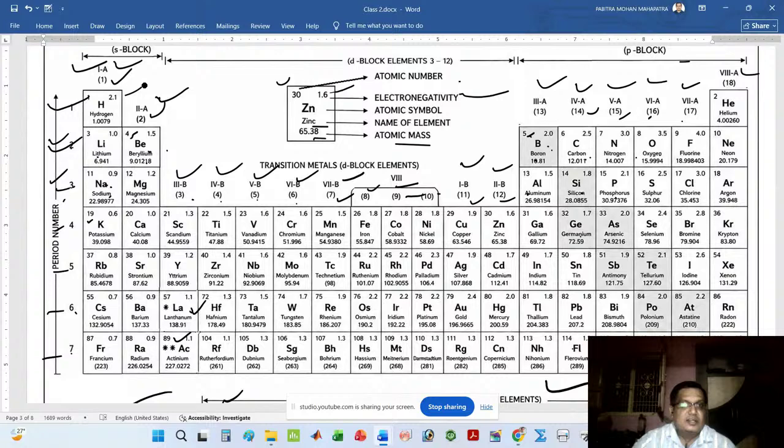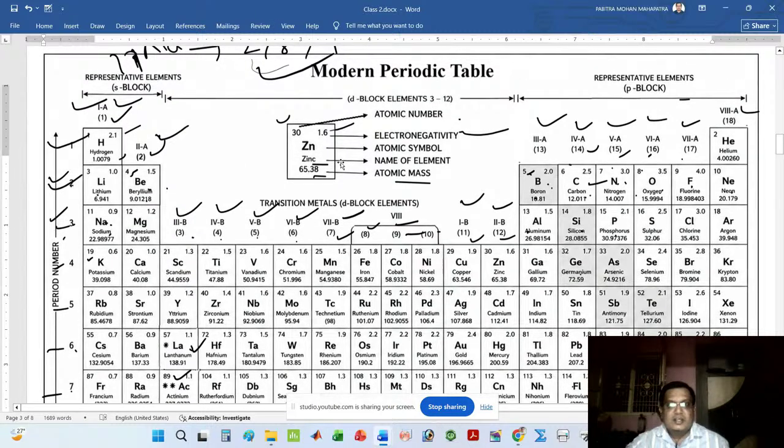So let me explain. Hydrogen, helium, lithium, beryllium, boron, carbon, nitrogen, oxygen, fluorine, neon, sodium, magnesium. Carbon has atomic number 6, nitrogen 7, oxygen 8, fluorine 9, neon 10. If you see, the elements are arranged according to the increasing order of their atomic number. Next, move to another point.